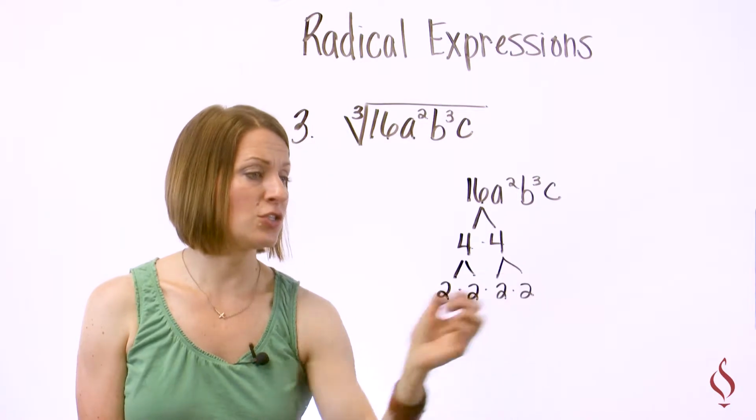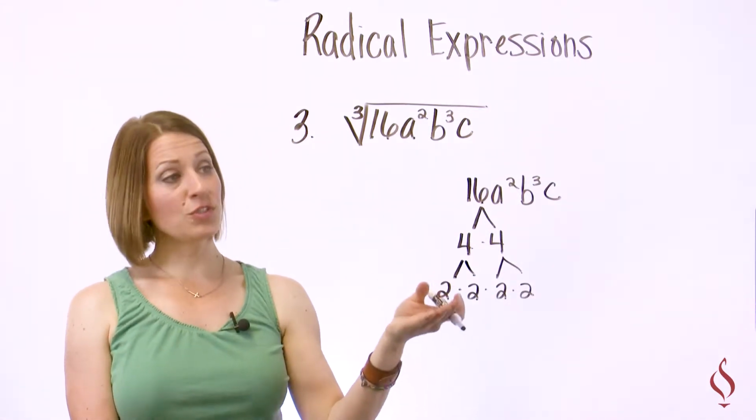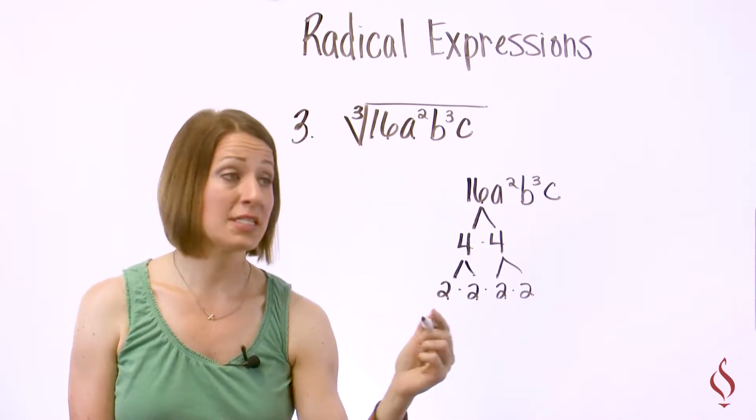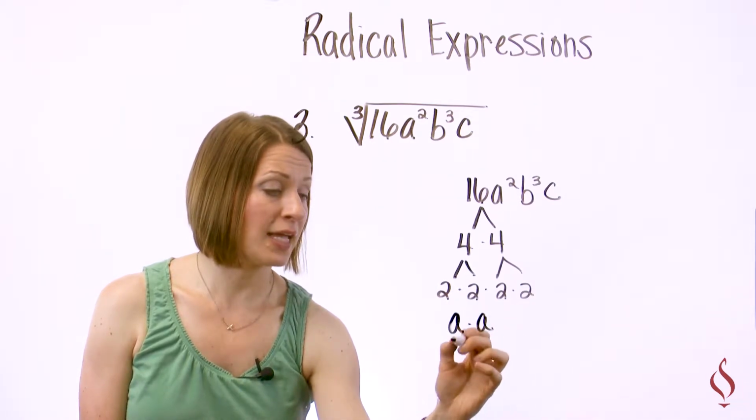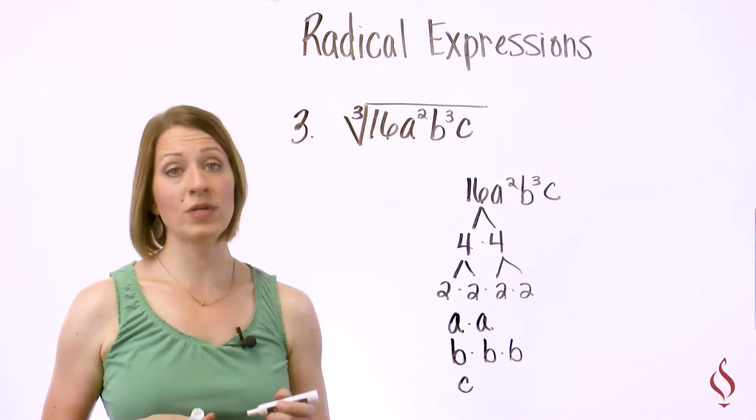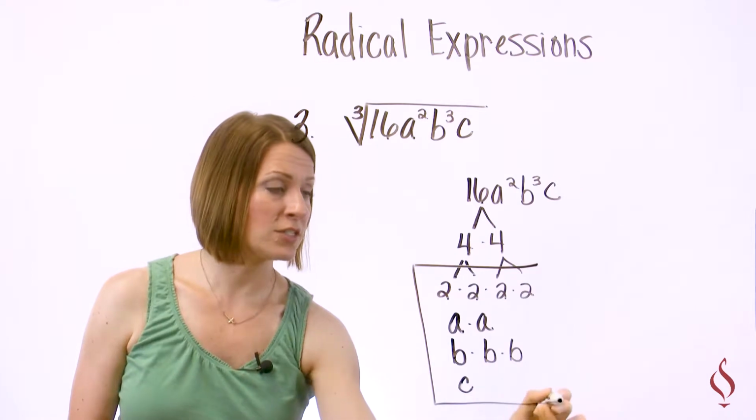And this is 2 times 2, and then 2 times 2. I do want you to get into the habit of just listing out these exponents with these variables. So you have a times a, b times b times b, and then you have 1c. So this is your prime factorization.